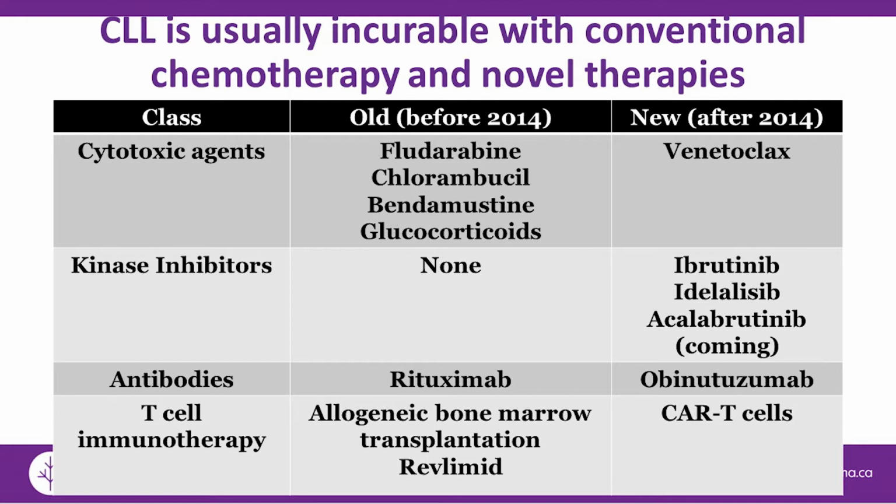We have antibodies. Before 2014, we had one called Rituxan. After 2014, we have an additional one called obinutuzumab. And in terms of T-cell immunotherapy, I'll talk about bone marrow transplantation, and after 2014, touch a little bit on what are called CAR T-cells. And so what I'm going to do is go through each one of these classes of drugs and try to tell you how they work, and more importantly, tell you how easy it is to develop resistance to them, why they cannot be curative on their own in most cases.